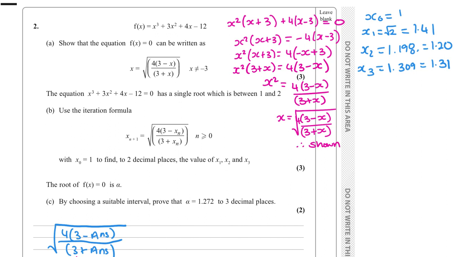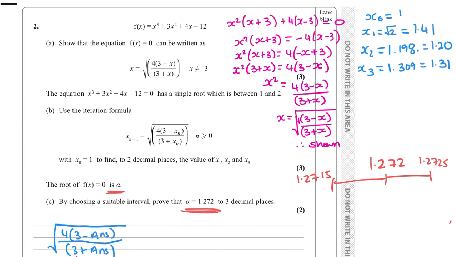And then part C. Okay, so that's A, B, and now C. It says the root of f of x equals 0 is alpha. By choosing a suitable interval, prove that alpha is this. I love this. I didn't realise this is just like upper bounds and lower bounds from GCSE, well, the IGCSE. So 1.272. What's my upper bound? That's 1.2725. What's my lower bound? 1.2715. So now what I'm going to do is f of x, okay?